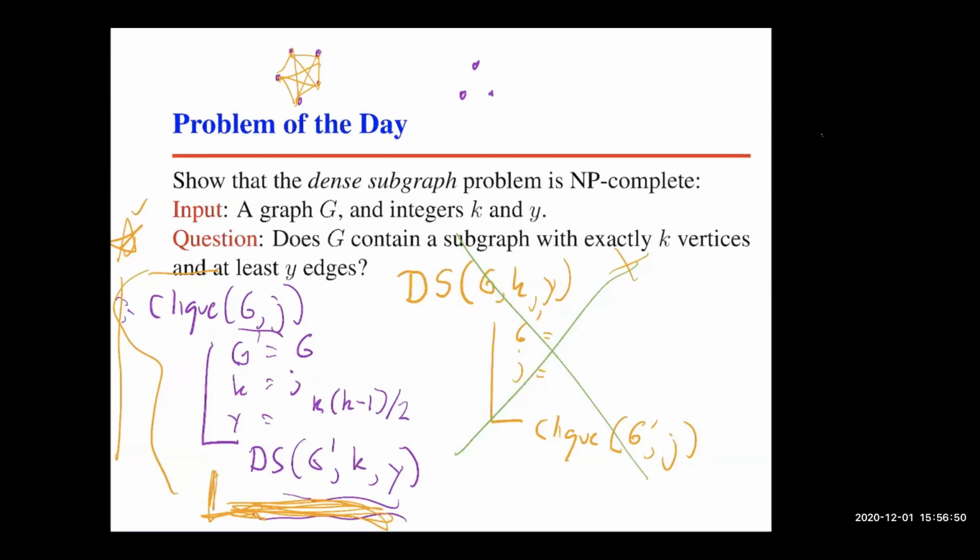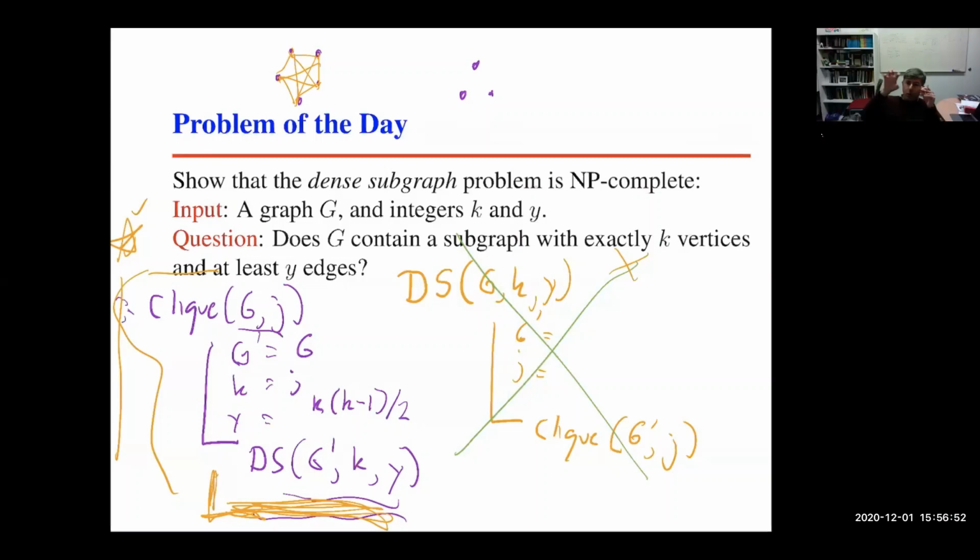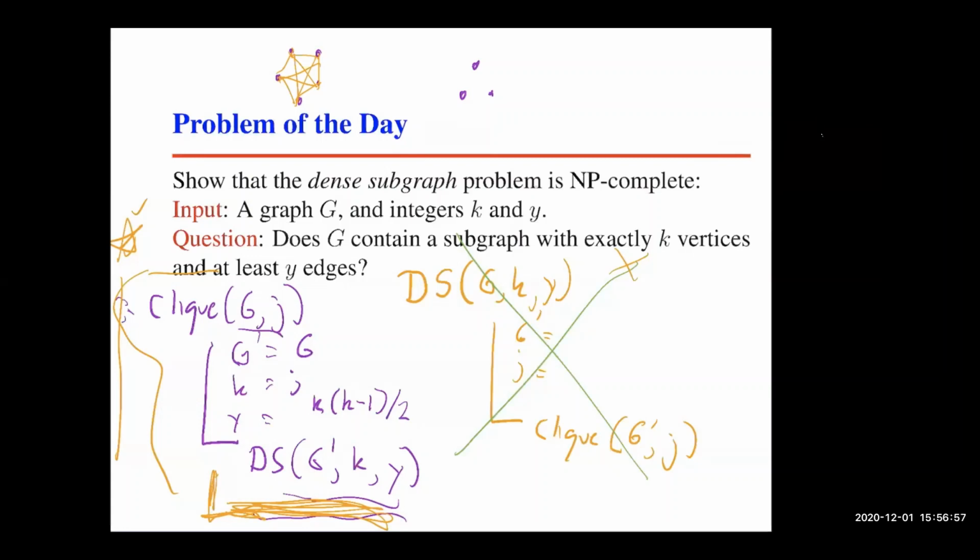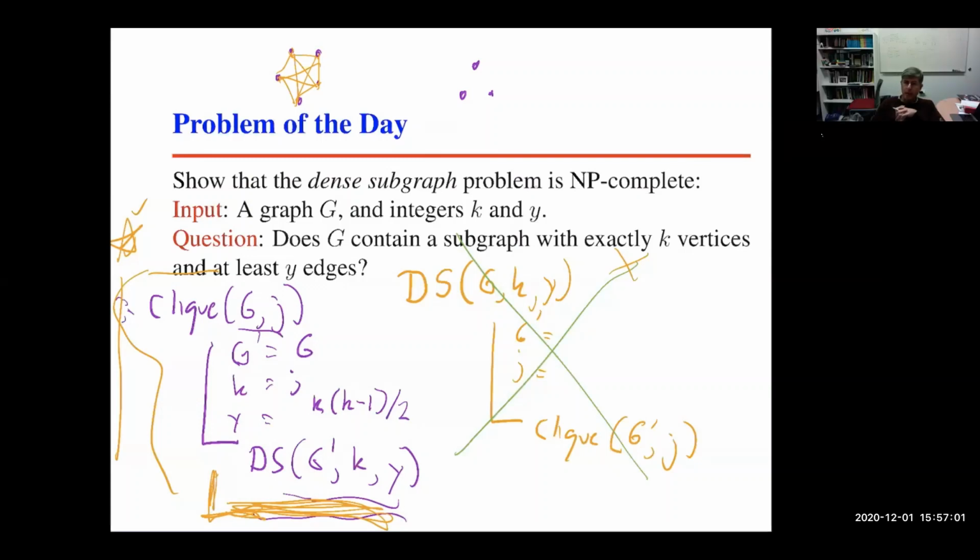Well, I guess we could just try all subsets. Try all subsets of vertices of size k, all n choose k subsets of size k, by backtracking or something like that. For each one of these, once I've built it, I now ask myself, how many edges does it have? If it has enough edges, I am golden. If not, I keep looking. And if not, I fail.